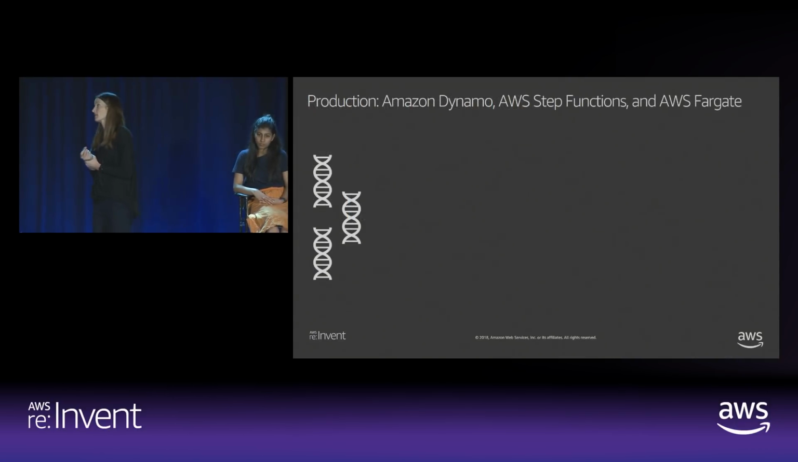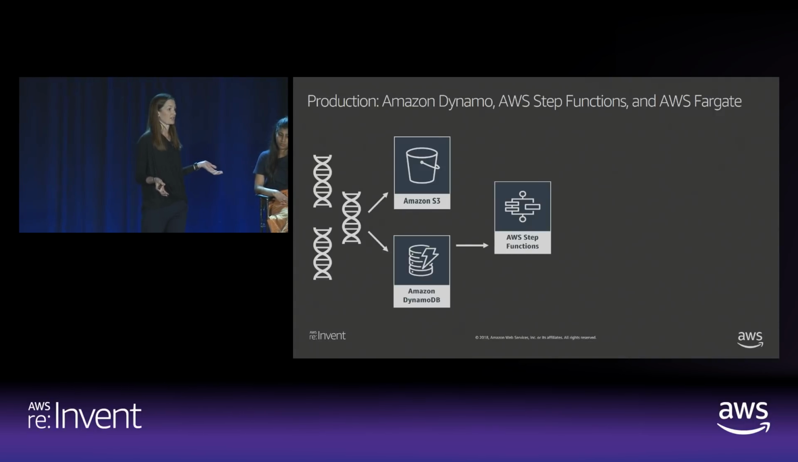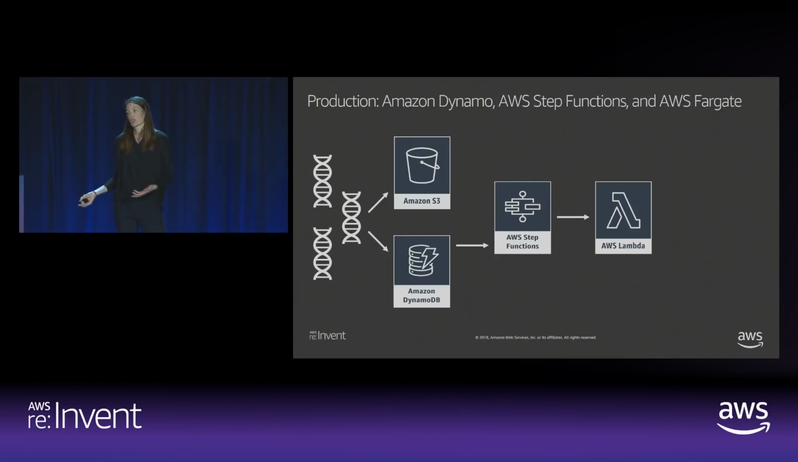So this is what we ended up with for our production version. The files, again, would hit S3. We would write some metadata to DynamoDB. Now we're using Step Functions. Step Functions was really nice, especially given where we wanted to see this growing into. And we were essentially using Step Functions at this point as an orchestrator for the Lambdas.